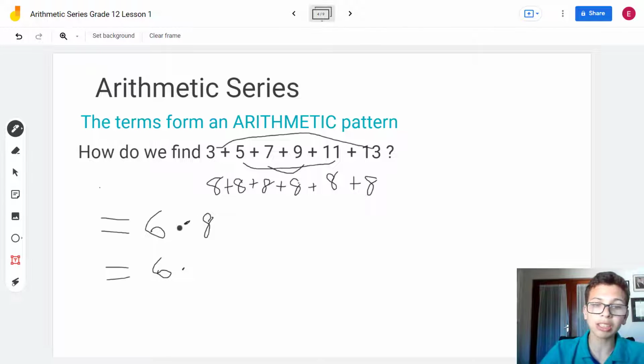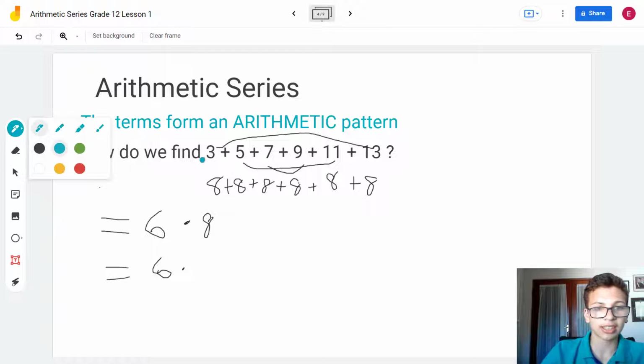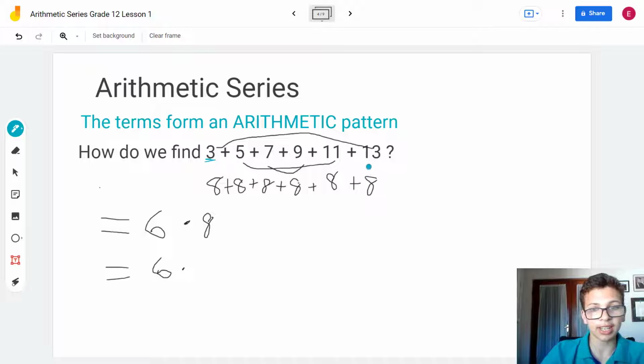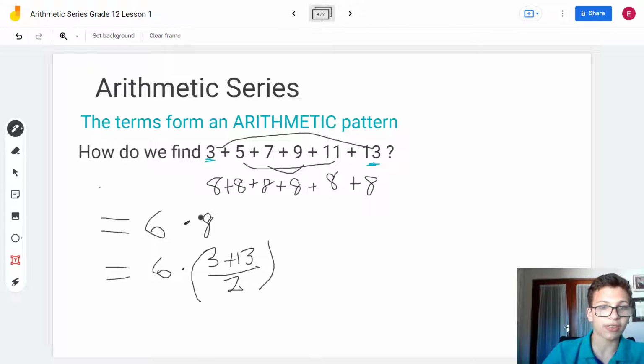Okay, how do we work out this 8? Well, one way of working out the 8 was looking at the first term, which is 3, and the last term, which is 13, and we look at the average of them. So in this case, 8 will be 3 plus 13 divided by 2. Okay, and that gives you 8. So that's the average of the first and the last term, and it will be 6 of them because we're adding 6 terms, and that should give you 6 times 8, which is 48.